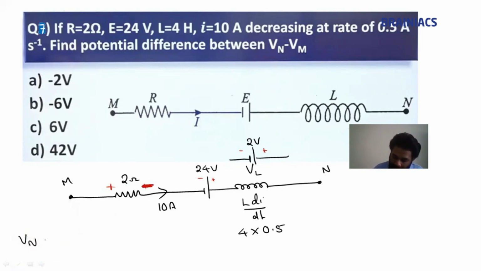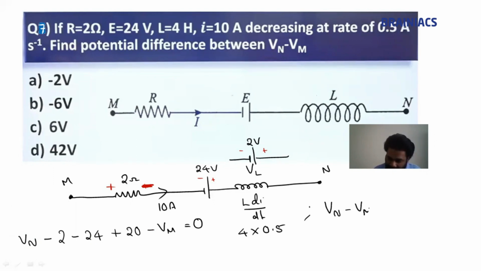Okay, so Vn minus 2 minus 24, and here this is going to be plus 20 minus Vm is equal to 0. So we will be getting Vn minus Vm equal to how much? This is 26 minus 20, equal to 6 volt. This is the correct answer. Option C is the correct answer.